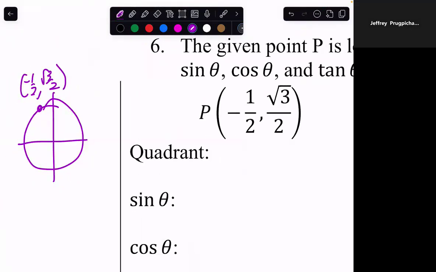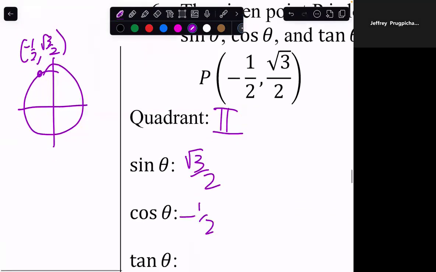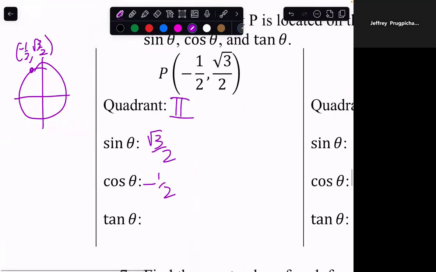So first I asked, what's the quadrant? Well, you start with quadrant 1. It's not there. It's in quadrant 2. Sine, we don't need to bother drawing in the triangle, right? We know sine is the y coordinate where it hits the unit circle. So sine is the y value. Cosine is the x value of the point. Tangent is y over x, so that one we might need to calculate.